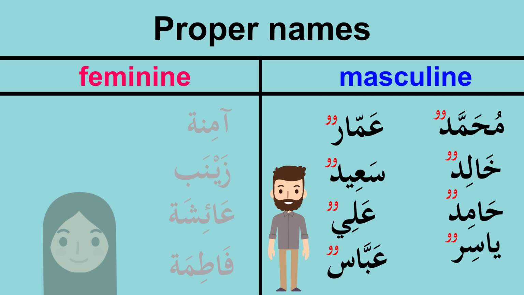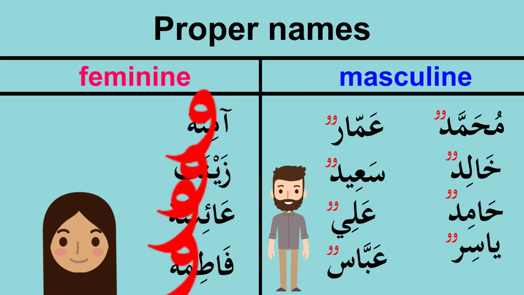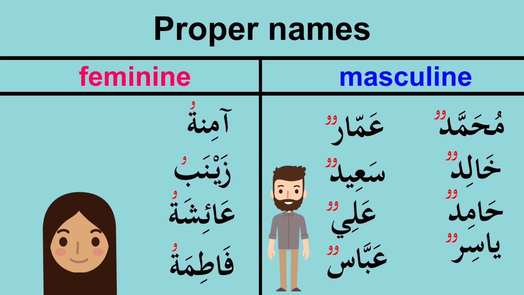Now, on your left hand side, you have muannas, feminine names. Asmaul Muannas. Do you see the difference? There is no tanween. Aminatu, Zainabu, Aishatu, Fatimatu. When I thought about it, I said, why is it Aminatu and not Aminatun?